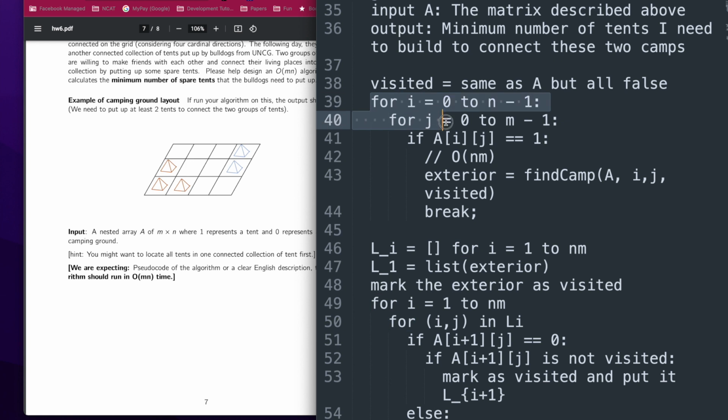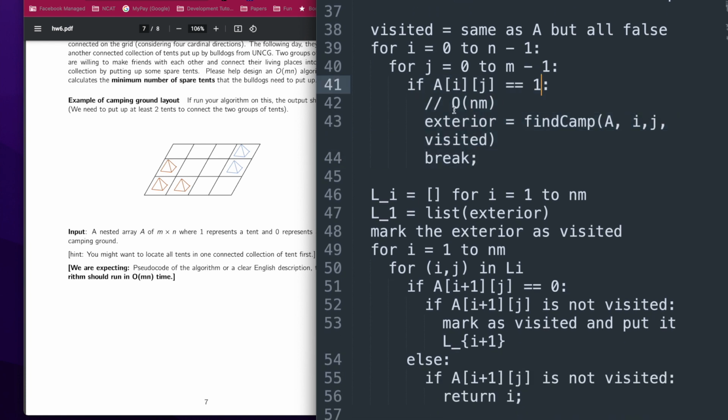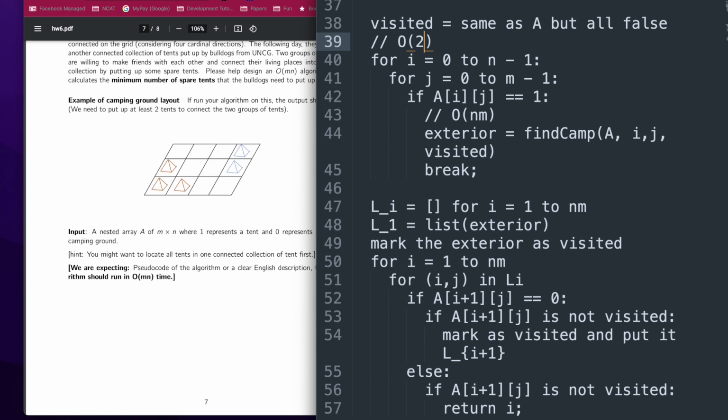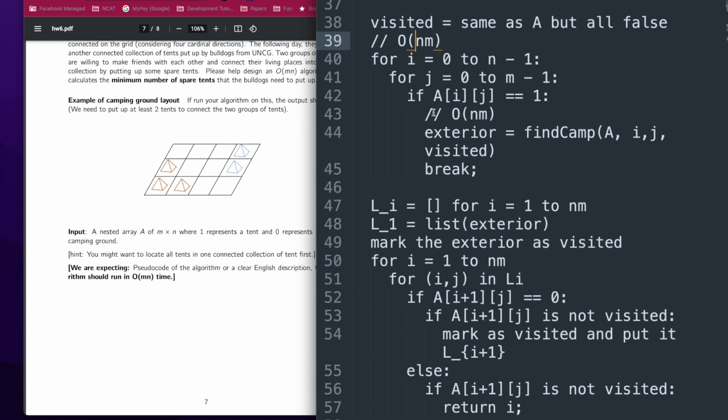And you might think, well, I have 2 for loops, so isn't that nm times nm? Well, no, because as soon as you find the first one, you exit out of this for loop. So even though you have 2 nested for loops, which themselves are O of nm, this only runs once, right? Despite having the 2 for loops, because it's inside the if statement, and as soon as it runs, it breaks out of it. So at most, this whole section is going to be O of 2nm. So that's O of nm.